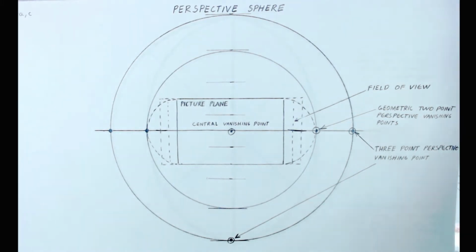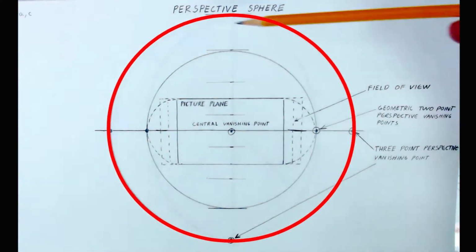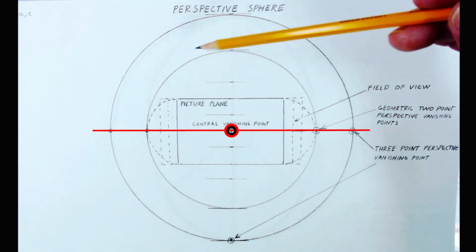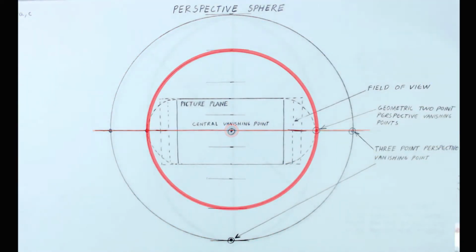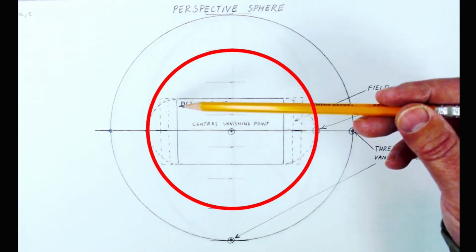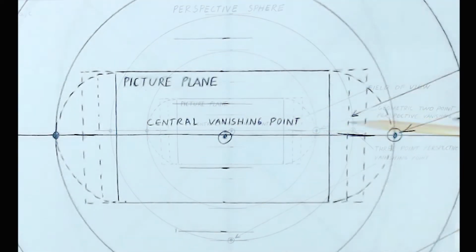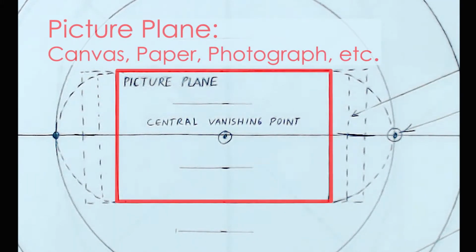So let's take a look at this. We've got our perspective sphere. It's no longer just a horizon line. And within this sphere, this is what you see. So let me explain this diagram a little bit. Here I've got the picture plane, in other words, your canvas, your paper, whatever.